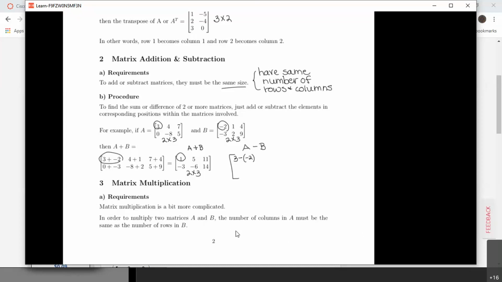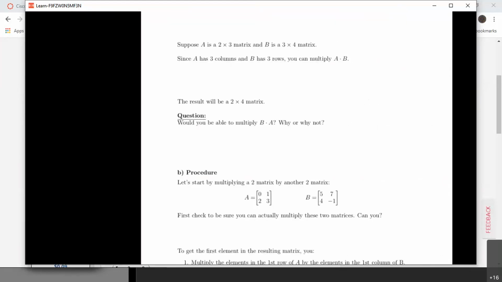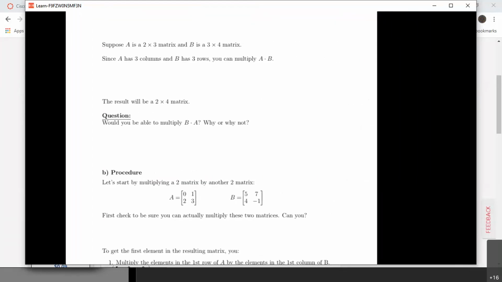It's a little bit more complicated, and it's only a little bit more complicated because the sizes don't need to be equal, but they need to be compatible. What do I mean by that? If you're going to multiply A times B, then the number of columns in A has to match the number of rows in B. And the reason for that is how matrix multiplication works. So let's do this really quick. I'm going to show you here what I'm talking about.